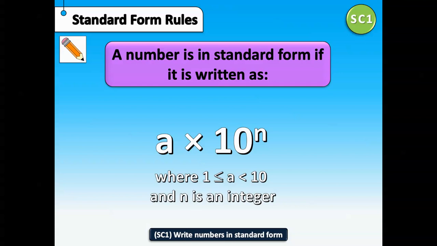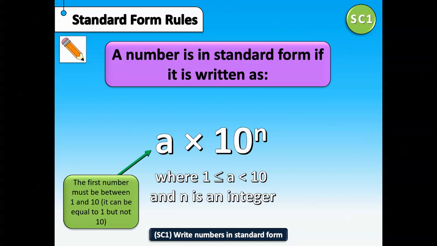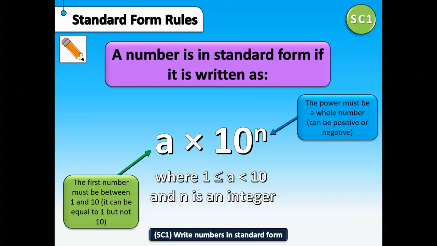So a number is in standard form if it's written as a times 10 to the power of n, where a is a number between 1 and 10, and n is an integer. So remember, the first number must always be between 1 and 10. It can equal 1, but it can't be 10. It's got to be less than 10. And the power must be a whole number. It can be positive and it can be negative as well.